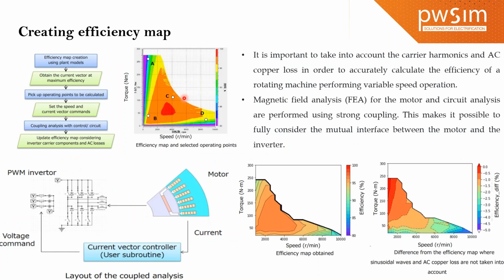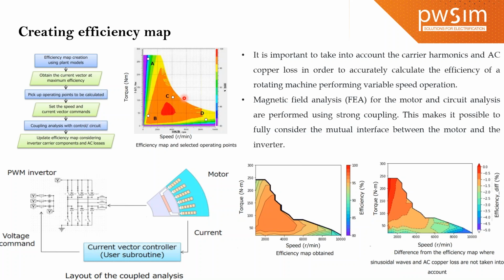Sorry, I have another slide where we can create an efficiency map accounting for the iron loss and the controlling effect. It is important to take into account the carrier harmonic and AC copper loss in order to accurately calculate the efficiency of the rotating machine performing various variable speed operations. So with motor, with controller and without controller, various efficiency maps can be generated. Without controller, we do not consider the controller loss effect and harmonic loss effect. Those are ignored in the motor efficiency map.